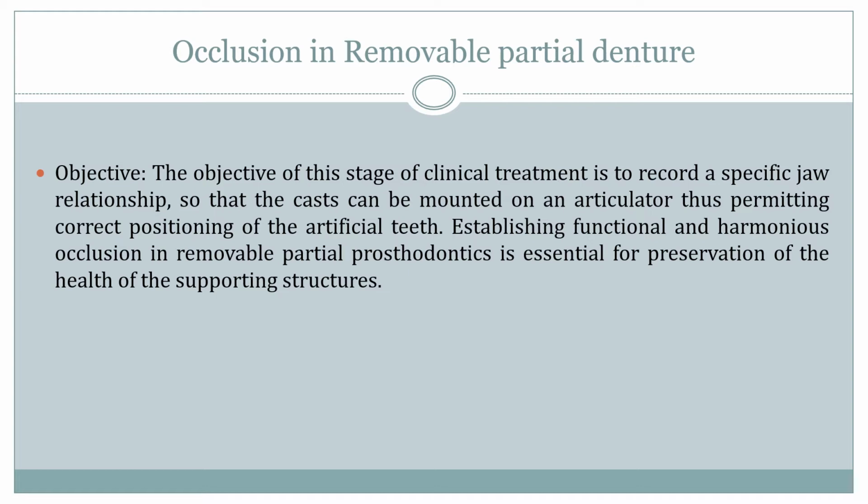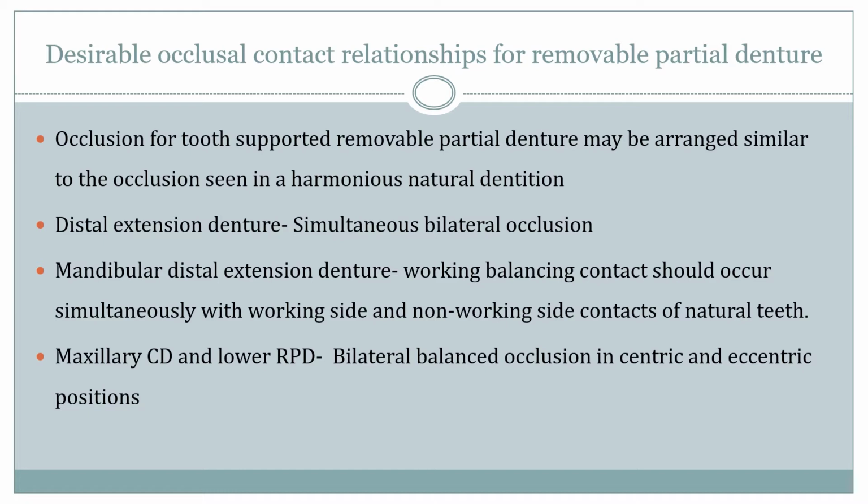And definitely, you are helping in the preservation of the supporting structures, or otherwise a faulty occlusion can always have a negative impact on the supporting mucosal tissues. And so, occlusion for a tooth supported removable partial denture, as mentioned, if there is a tooth in the distal extension, distal to the edentulous space, it can be easily achieved because it is more of a tooth supported denture. But if it is only a tissue supported prosthesis that you are constructing, then definitely you must be mindful of the different concepts of occlusion.